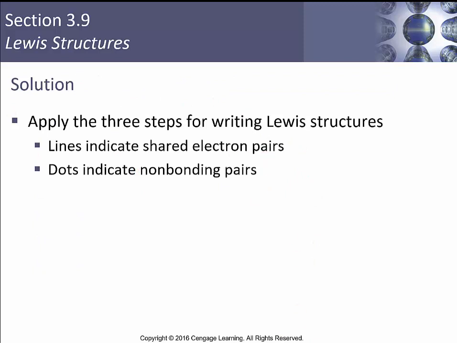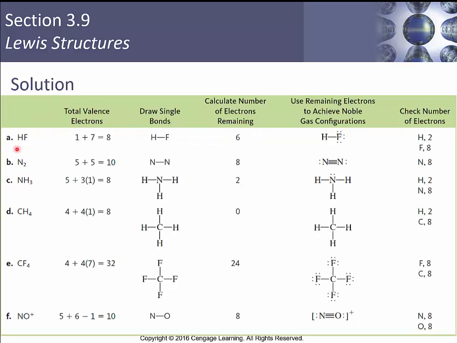And so our HF, we're going to start off with 8. We use 2 to bond. We've got 6 left over. We end up with H with a single bond to a fluorine, 2, 4, 6 around it. They're all going to check out.